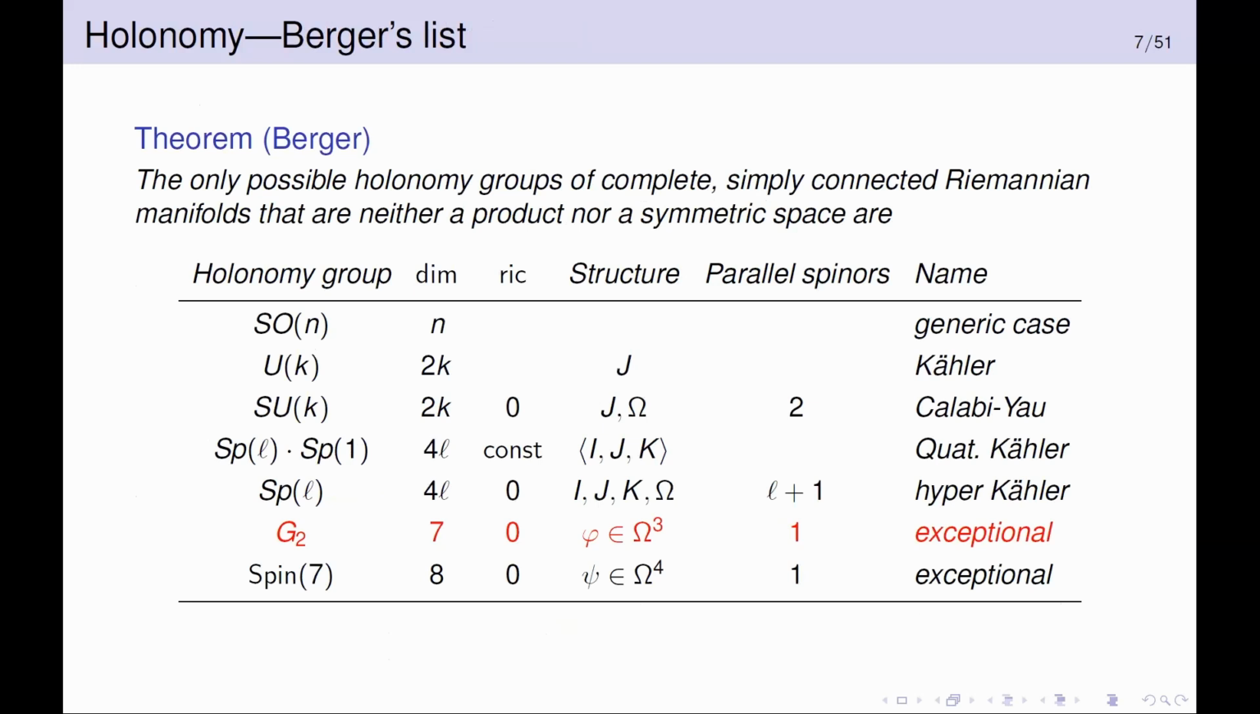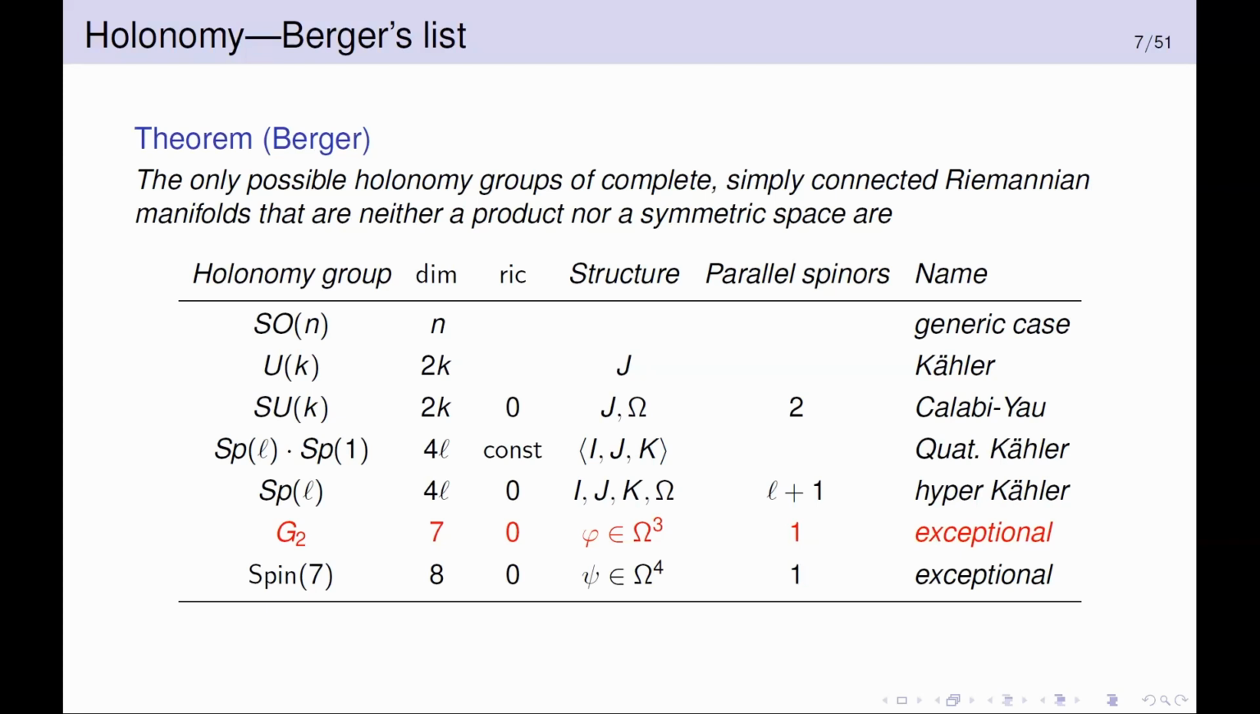So Berger noticed that not every subgroup of O(n) can occur as a holonomy group. And if we want to give a rather short list, we should exclude all Riemannian symmetric spaces. They have their own holonomy groups. We should also exclude Riemannian products, because then the holonomy group is just the product of the holonomy groups of the pieces. And we also say we want to be simply connected so that we don't have effects from the fundamental group.